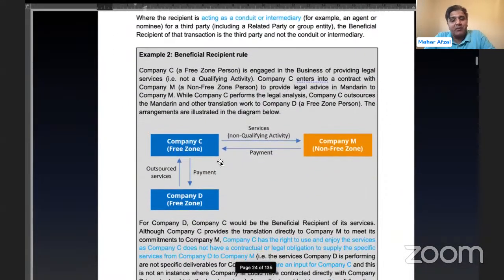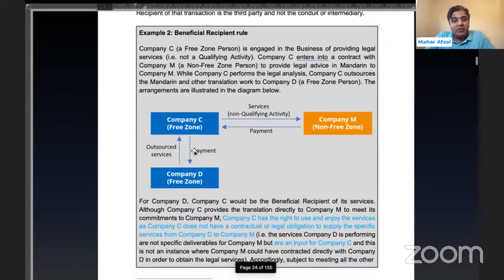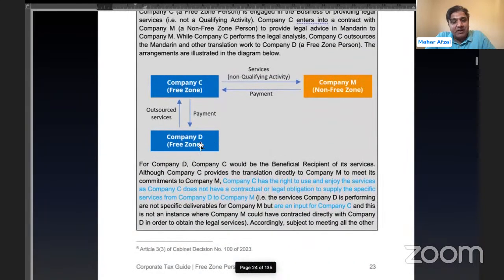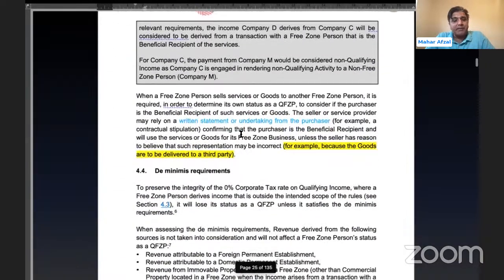In this example, they have given that C is a free zone company. M has approached C for services. C has outsourced the services to D. D is giving services to C, and C is giving to M. They are asking, in this situation, is C the beneficial recipient? So this is the criteria. Even though D is giving the service, the reason is D doesn't have any contract directly with M. So this is the example that they have given.